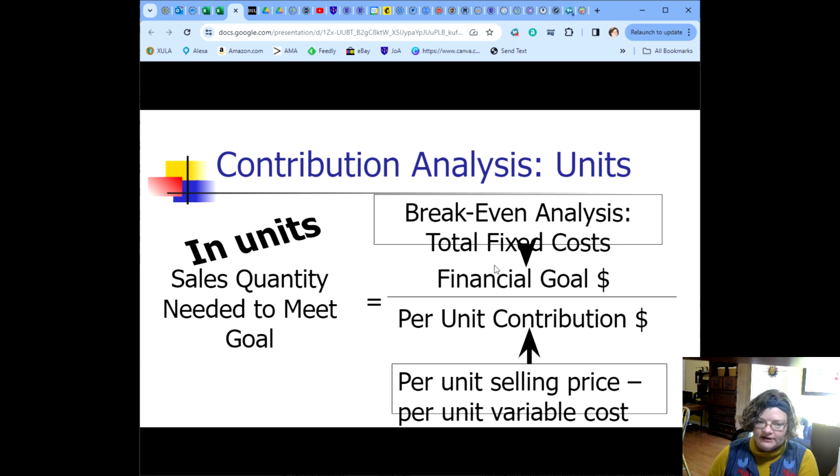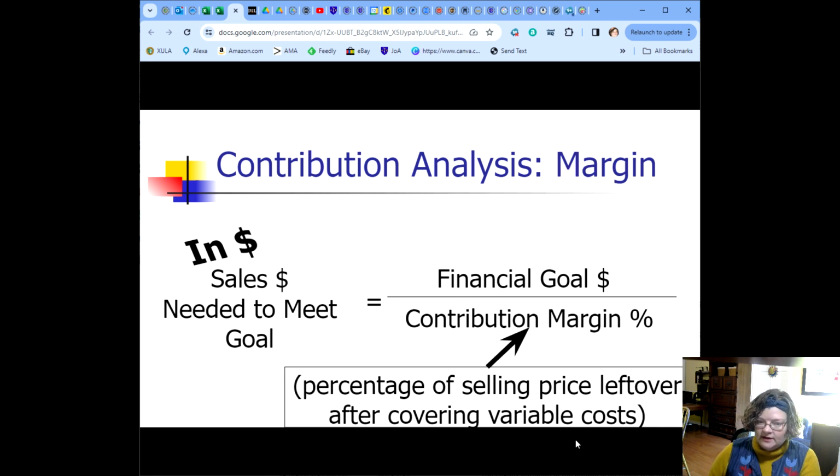If you're going to do your break-even analysis, for example, total fixed cost is going to be your financial goal. Your goal is to cover your fixed cost. So total fixed cost is the number you're going to put up here. And that will tell you how many sales you need to make in order to break even. And in the percentage version, your financial goal goes on top, same. And on the bottom, you put your contribution margin in the percentage version of your contribution. So that's the percentage of the selling price left over after covering your variable costs. And then when you do it that way, your answer is going to be in dollars, sales revenue that you need to meet your sales goal.